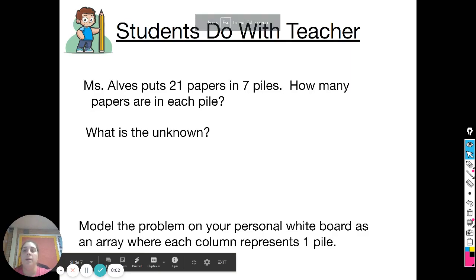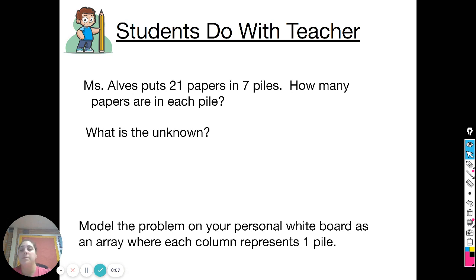Okay, so now we're at the part where you're going to do the problem with me. And the problem is, Miss Alves put 21 papers in 7 piles. How many papers are in each pile? So the first question, well, what is the unknown?